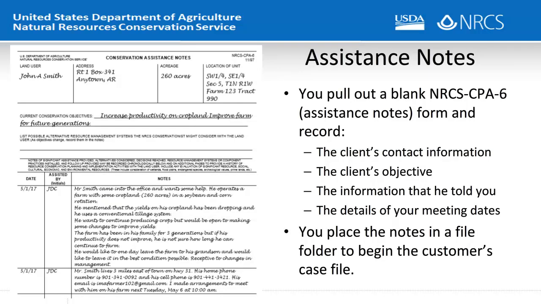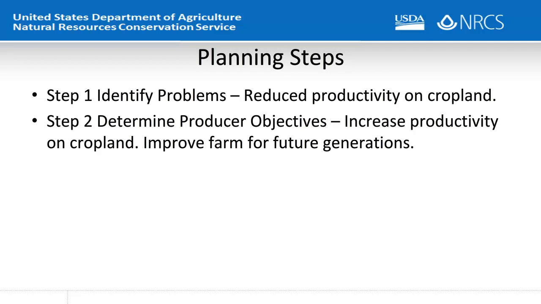As soon as Mr. Smith leaves the office, you pull out a blank NRCS CPA 6 or Assistance Notes form and record the client's contact information, the client's objective, the information that he told you, the details of your meeting dates, and you place the notes in a file folder to begin the customer's case file. At this point, you have started the first 2 planning steps.